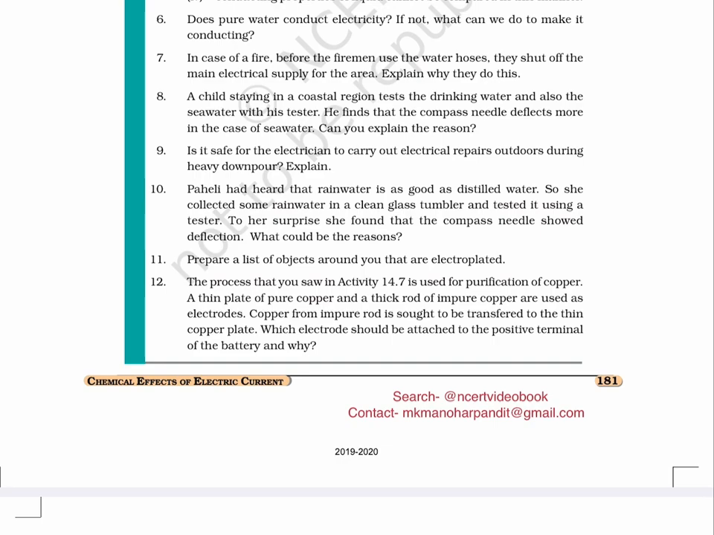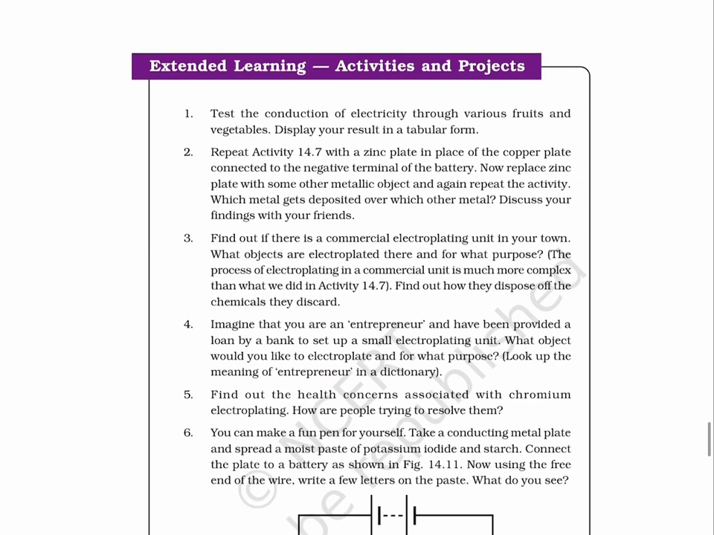Page 182. Extended Learning, Activities and Projects. 1. Test the conduction of electricity through various fruits and vegetables. Display your result in a tabular form. 2. Repeat activity 14.7 with a zinc plate in place of the copper plate connected to the negative terminal of the battery. Now replace zinc plate with some other metallic object and again repeat the activity. Which metal gets deposited over which other metal? Discuss your findings with your friends.